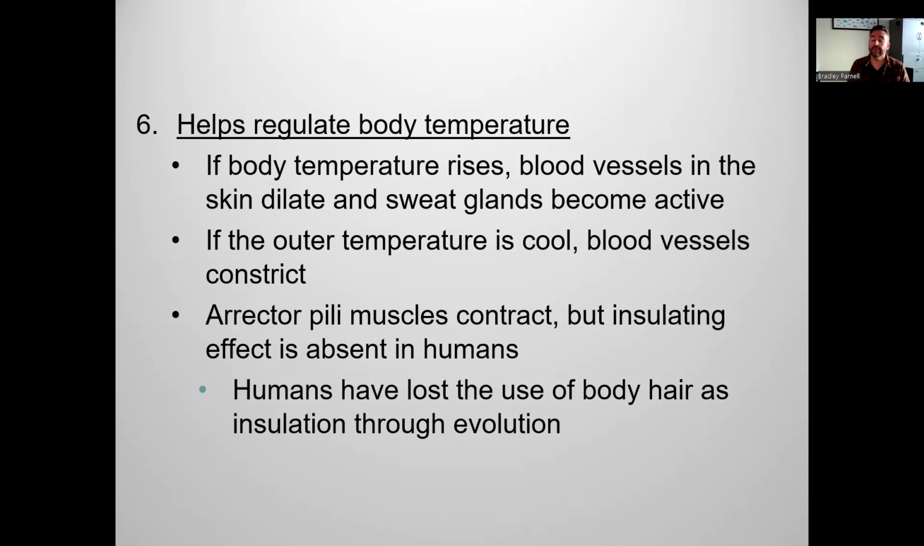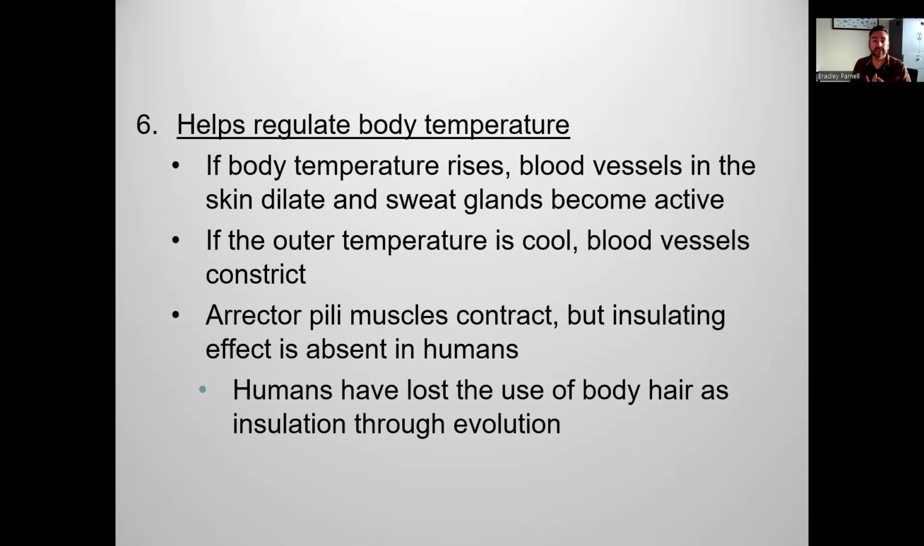They're attached to each hair follicle. When our hairs stand up or we get goosebumps, it's because those little muscles are contracting. This used to be a feature for humans to maintain body temperature. We had a lot more hair evolutionarily. We've lost that hair, but a lot of other mammals still have it.